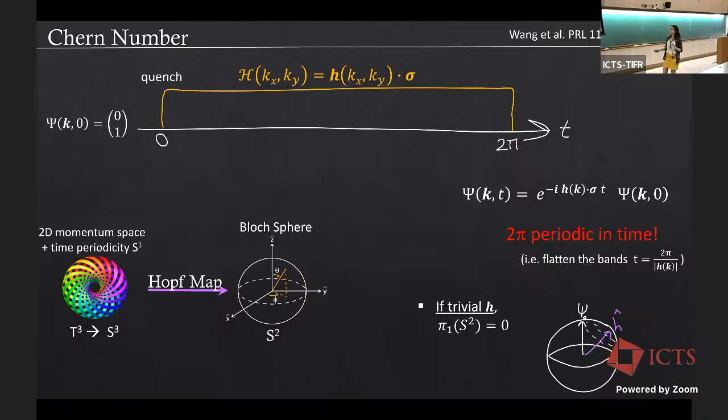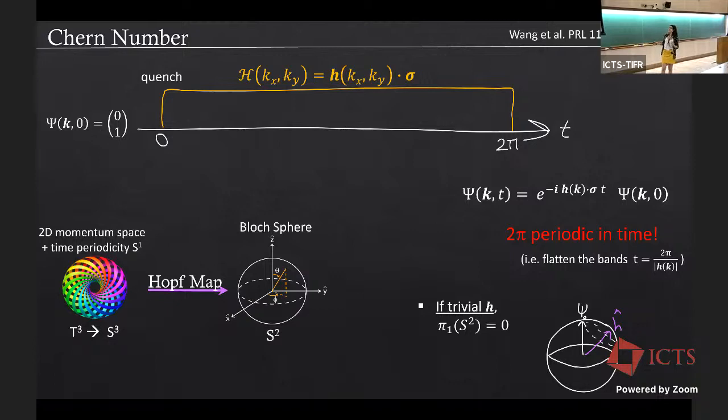If I take this to be a two-dimensional system, momentum space is a 2-torus. I have one S1 circle, so time is also periodic. This makes a 3-torus, which I can map onto the 3-sphere. And the Hilbert space that I consider is a two-dimensional Hilbert space. At each point, the wave function state lives on the Bloch sphere. So it means that this time evolution that I write here defines a Hopf map from the parameter space S3, (kx, ky, t), to the Bloch sphere.